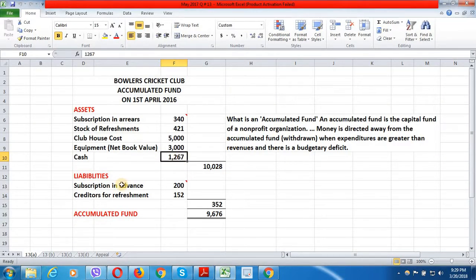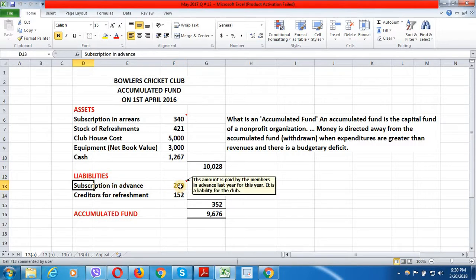Then comes the liabilities. In the liabilities section, first one is subscription in advance. What is this? This amount is paid by the members in advance last year for this year. Last year, some members paid their subscription in advance for the current year. It is a liability for the club as this amount is paid by the members last year for this year before receiving the service of the club. For this reason, this is a liability for this club.